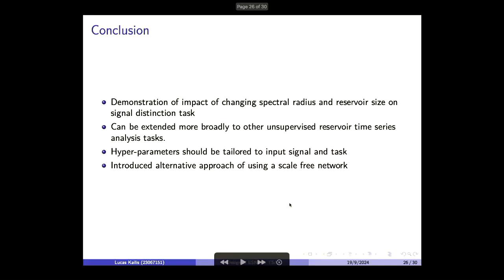So to our conclusions, we've demonstrated the impact of changing the spectral radius: as the spectral radius increases, it decreases the ability of the echostate network to accurately perform the task. This is in line with what we would expect, but it hasn't been shown in an unsupervised context before, so that's where the interest lies, and it can help us to make reservoir time series analysis a more robust field of study. But in general, hyperparameters should always be tailored to what you're doing, what the characteristics of the input are, and the task that's being looked at.